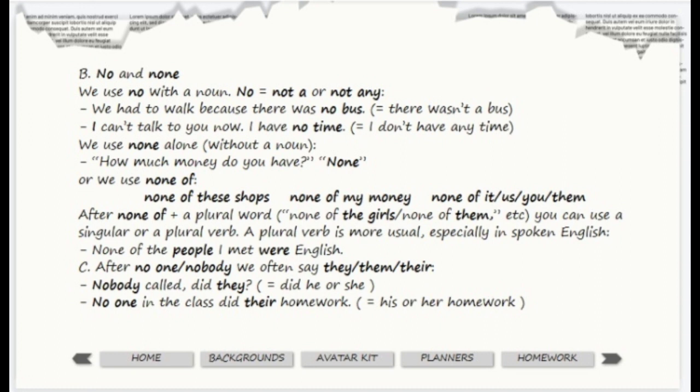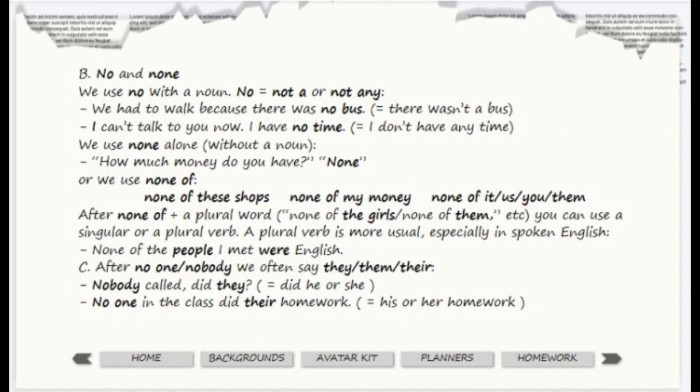So we use none alone, without a noun. For example, how much money do you have? None. Or we use none of: none of these shops, none of my money, none of it, or us, you, and them. After none of plus a plural word, it means none of the girls, none of them, etc. You can use a singular or a plural verb. A plural verb is more usual, especially in spoken English. For example, none of the people I met were English.